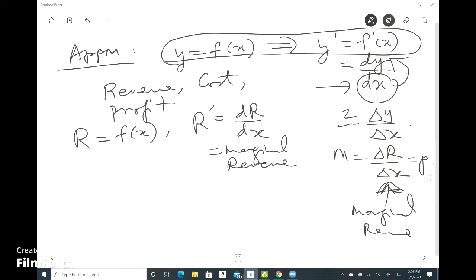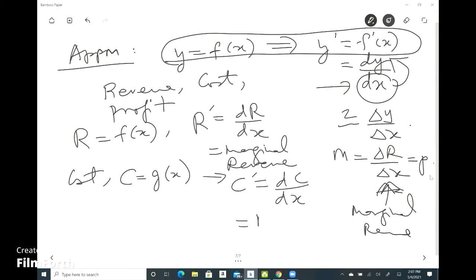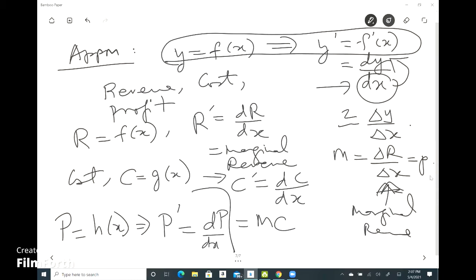And then if you look at cost, similarly the cost. Cost is a function of what? Cost is a function of also output. And the marginal cost, C prime, is dc dx. That is called the marginal cost. And profit, you say h of x. The derivative is p prime. You call it dp dx. What do we call it? That is marginal profit.